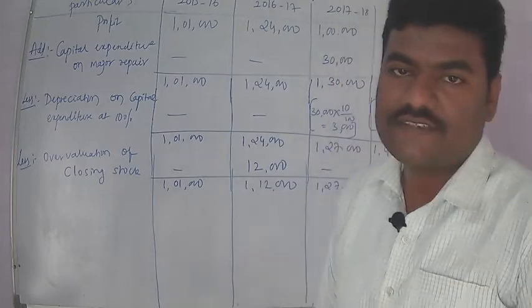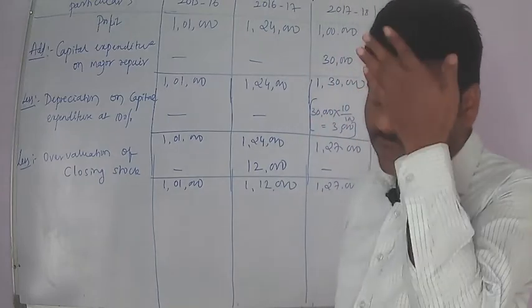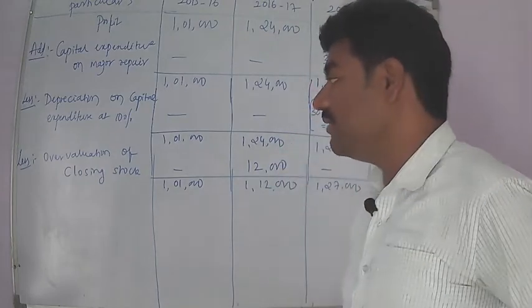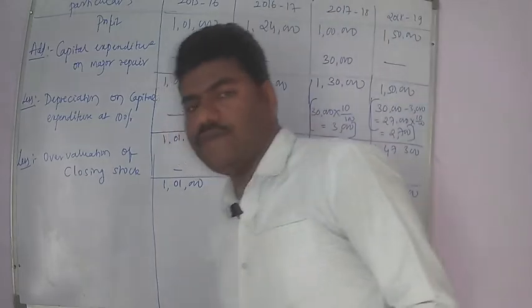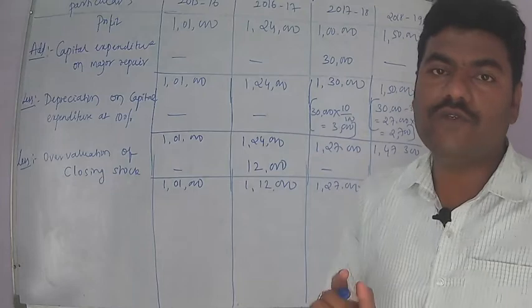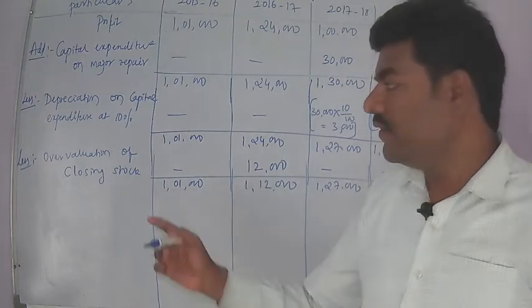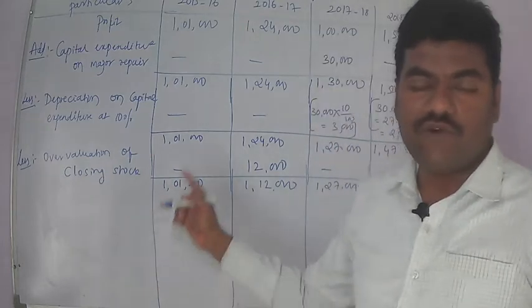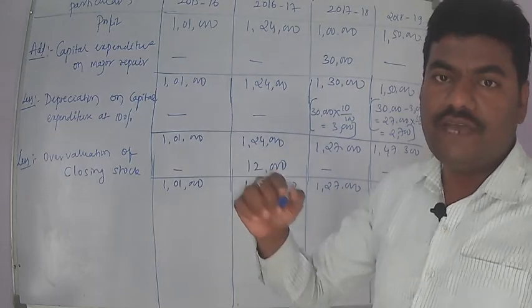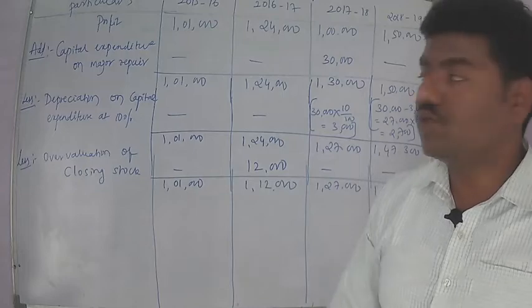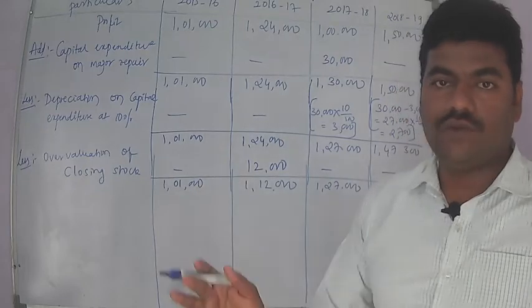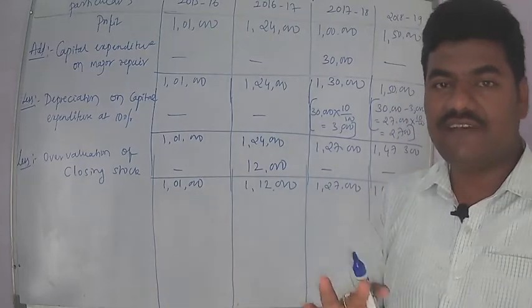To nullify this result, to show it as zero, we have to add back the overvaluation of opening stock for the next year. Whenever the adjustment is like this one, overvaluation of closing stock, first we have to deduct the amount from the net profit, then we have to add the overvaluation of opening stock to the net profit to show that effect, to nullify that result.